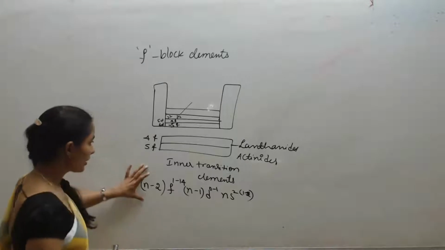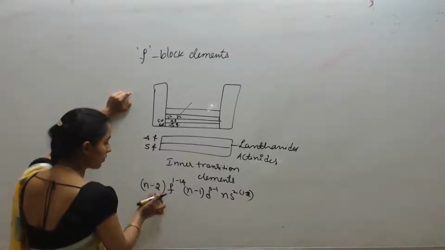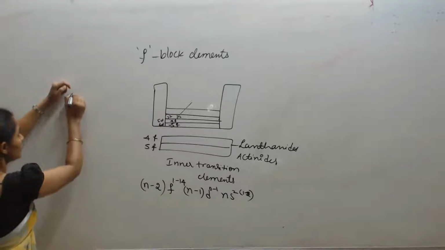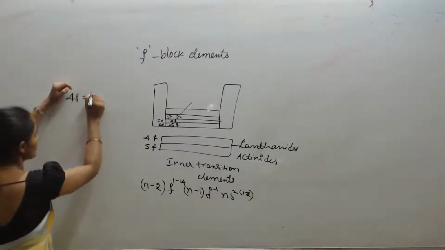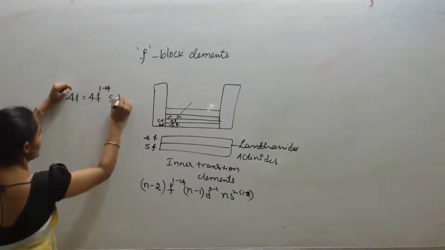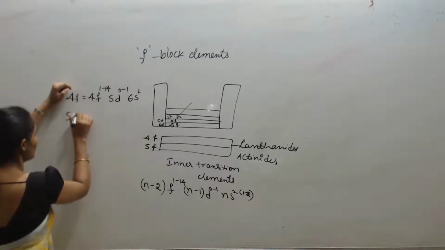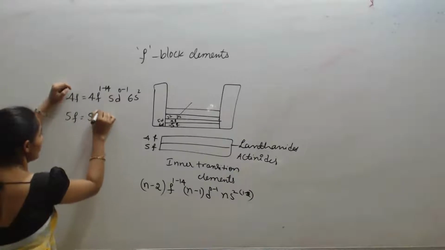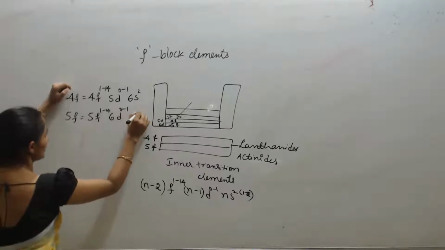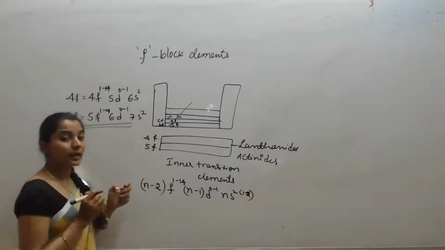If you write it for the 4F and 5F series, listen: n-2 is 4, n-1 is 5, n is 6. For the 4F series, the configuration is 4f 1 to 14, 5d 0 to 1 and 6s2. For the 5F series, it is 5f 1 to 14, 6d 0 to 1, 7s2. Students, this 5F series is an incomplete series.